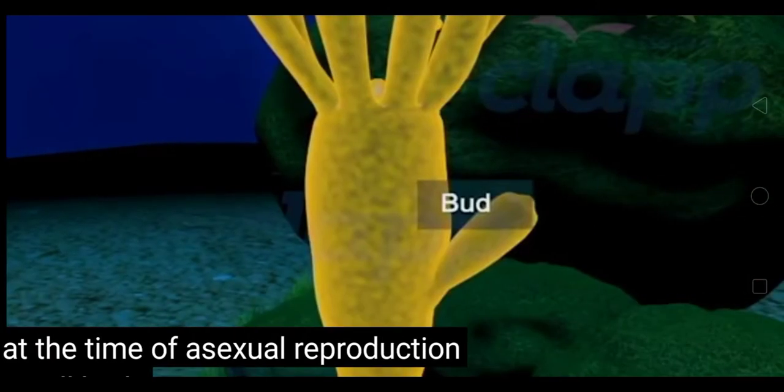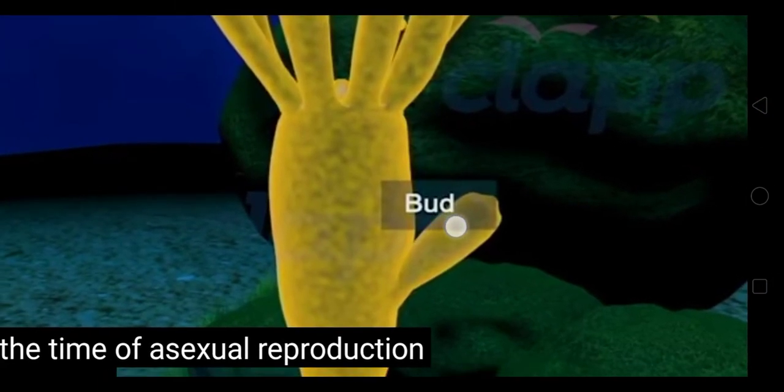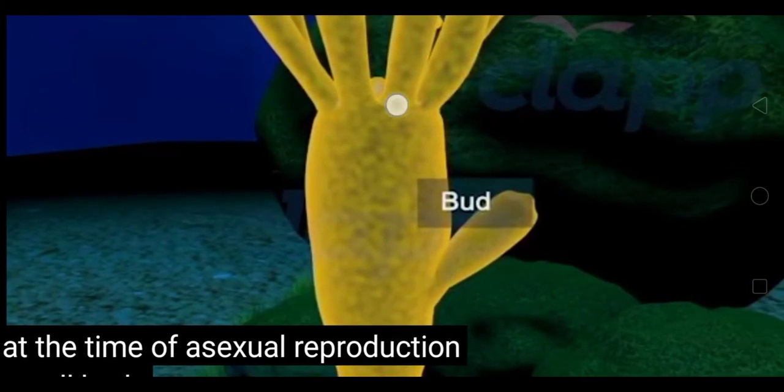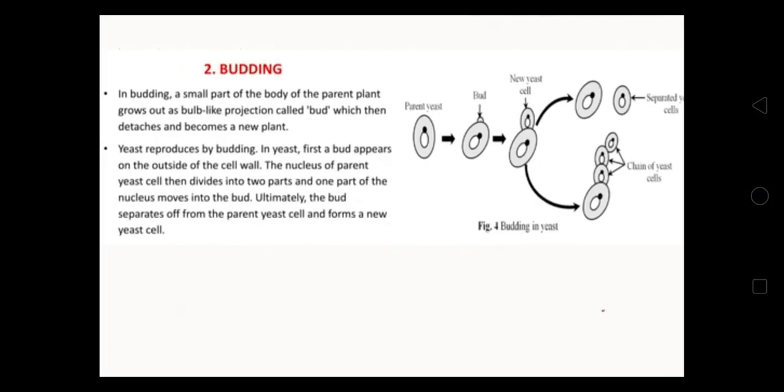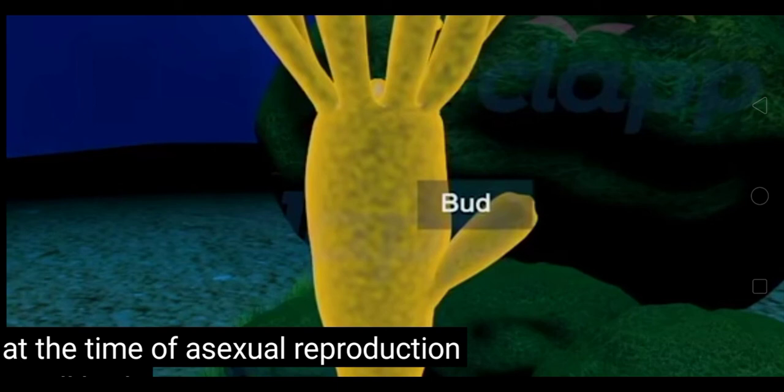In a similar way, Hydra, which is an organism of fresh water, also reproduces by the budding process. Here the bud is produced on the parent plant. At the time of asexual reproduction, the bud is produced, and when it gets detached from the parent plant, the new plant grows.